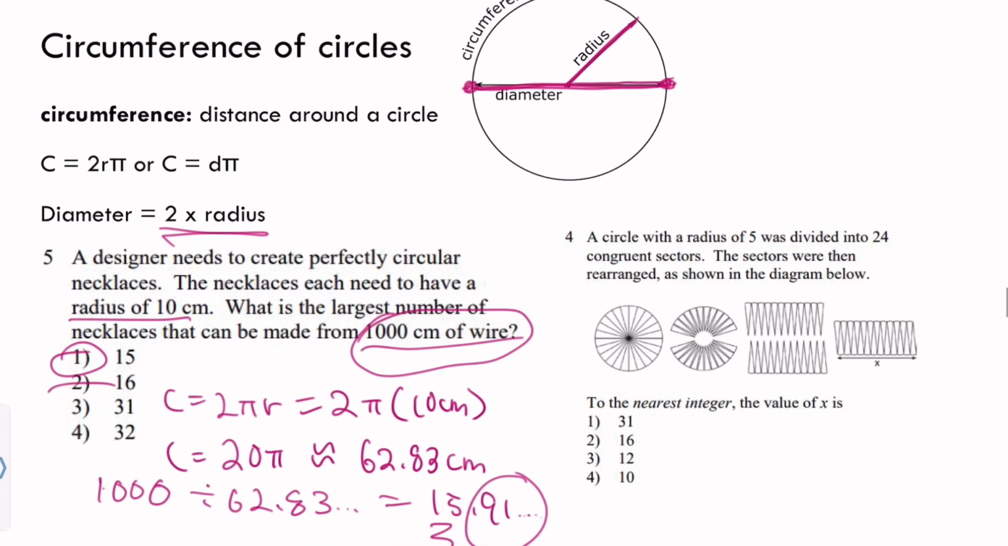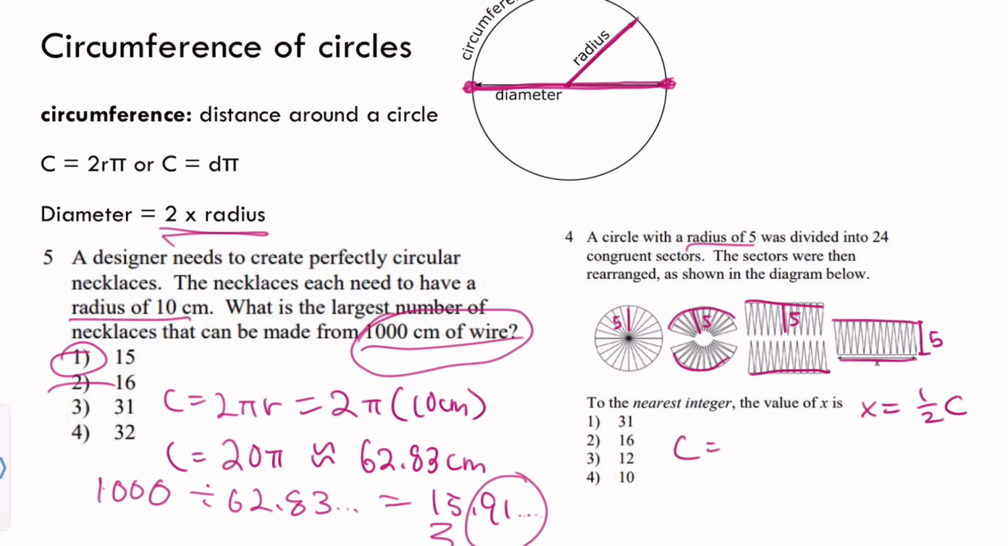A circle with a radius of 5 was divided into 24 congruent sectors. The sectors were then rearranged as shown in the diagram below. To the nearest integer, the value of x is... Okay, so the radius is 5, right? So we know that this is 5. And as you can see, the circumference of this circle was split in half here, right? So it's been split in half like this.